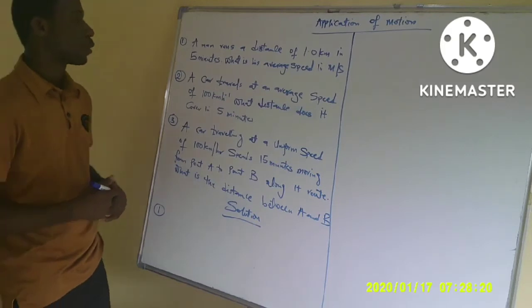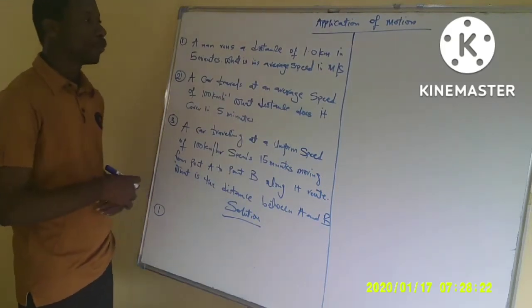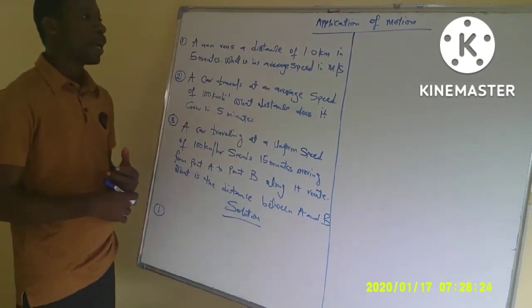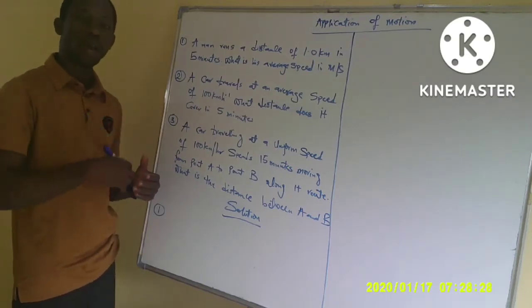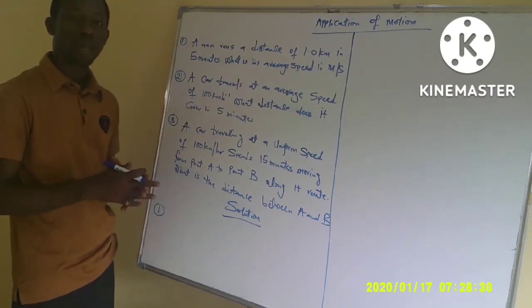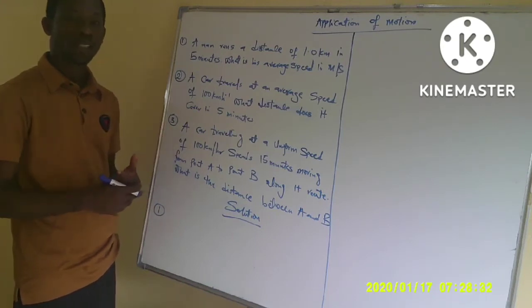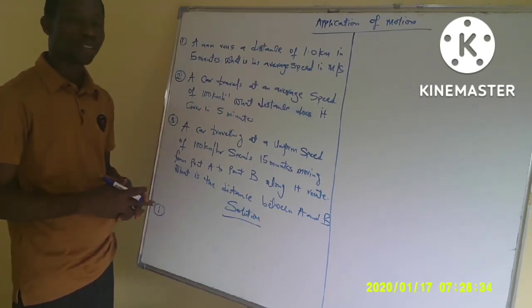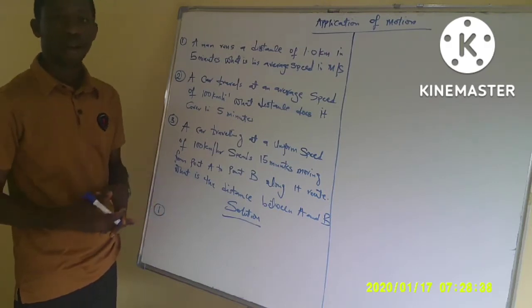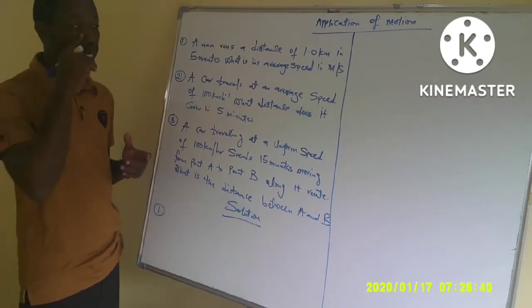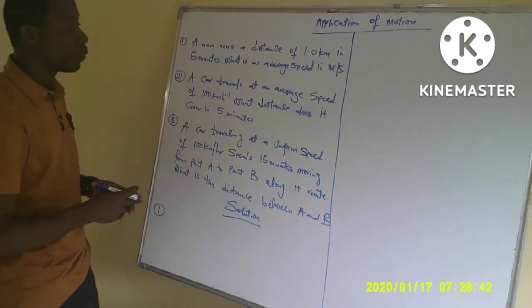In our last class, we discussed the conversion of units from kilometer per hour to meter per second, of which we said to convert from kilometer per hour to meter per second, you multiply by what? 0.28, and the answer gives you meter per second. And if you want to convert from meter per second to kilometer per hour, you multiply by what? 3.6, the answer gives you kilometer per hour.